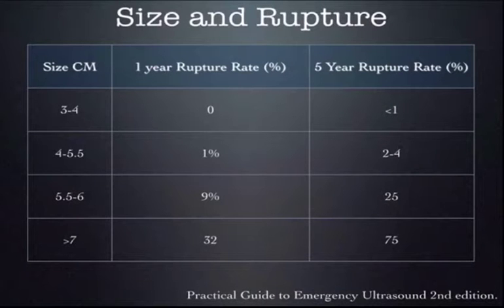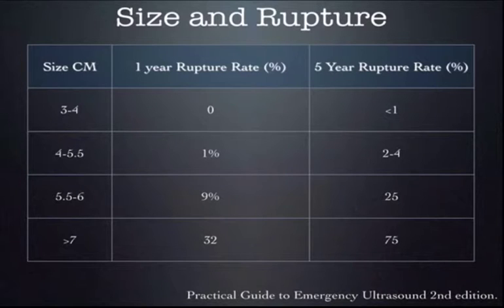Let's talk a little bit about the risk of AAA rupture. Now, obviously, size and rate of growth are very important factors when it comes to the risk of a ruptured AAA. An AAA that ranges 3 to 4 centimeters has a 0% rupture rate in the first year. Once you go to 4 to 5.5 centimeters, there's a 1% 1-year rupture rate. Now, as you expand up to 5.5 to 6 centimeters, you see a 9% annual rupture rate.